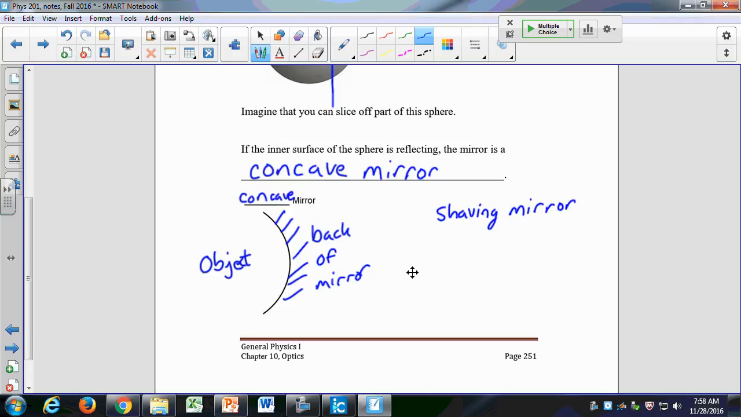And just to begin thinking about these, because you'll need to know what type of mirrors produce what types of images, I'll repeat this later, but let's go ahead and start thinking about this.